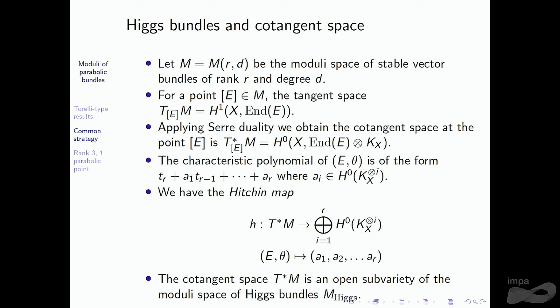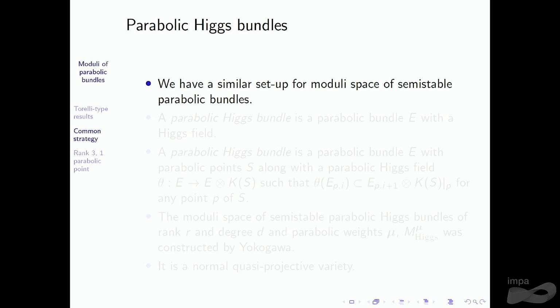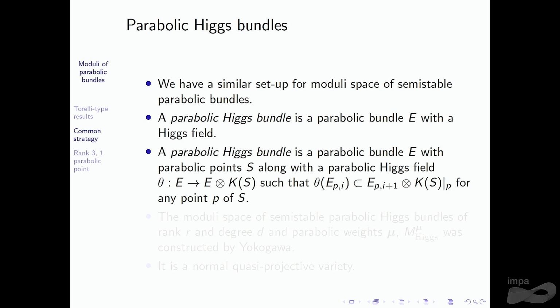Of course, I'm not proving any of these results. I'm just stating them, but hopefully it's a little bit clear that these things are not as artificial as they might look the first time you see them. So this was for the case of vector bundles. You can also do something similar for parabolic bundles. A parabolic Higgs bundle is a parabolic bundle E with a Higgs field, or I should say a parabolic Higgs field.